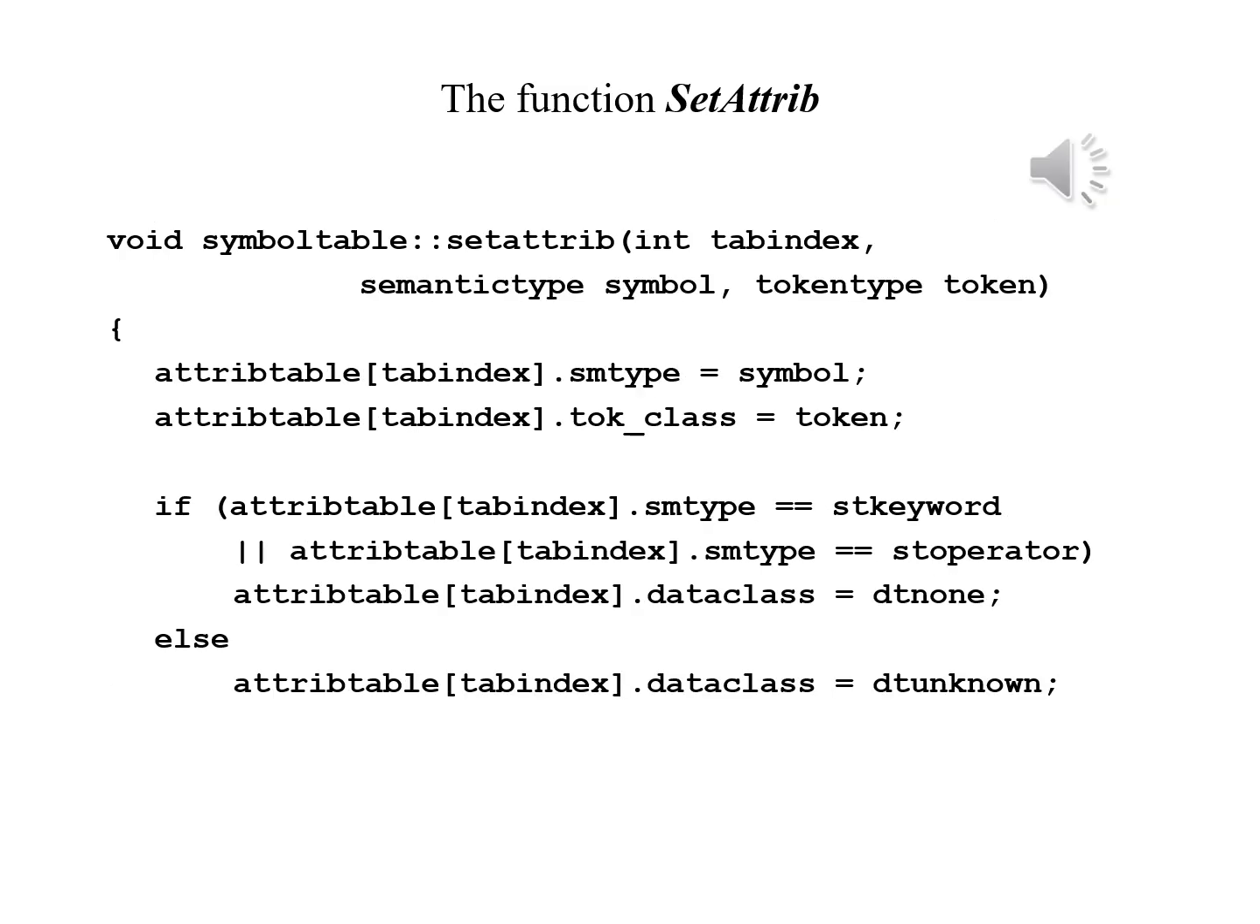The method setAttrib sets the values for certain attributes, namely the semantic type and the token, and it will set the data type to either none or unknown. Reserved words and operators have no data type, but literals and identifiers do. However, we will set the data type a little later during semantic analysis.